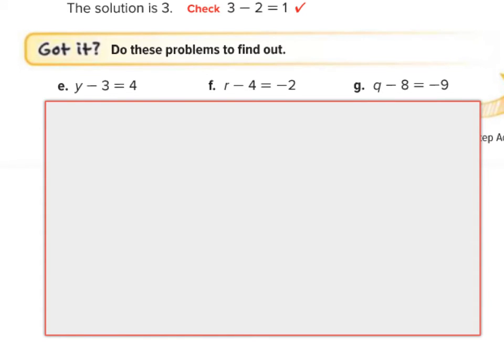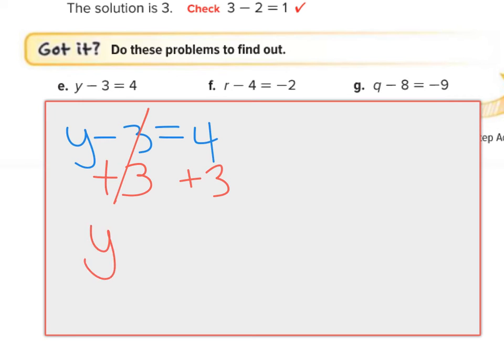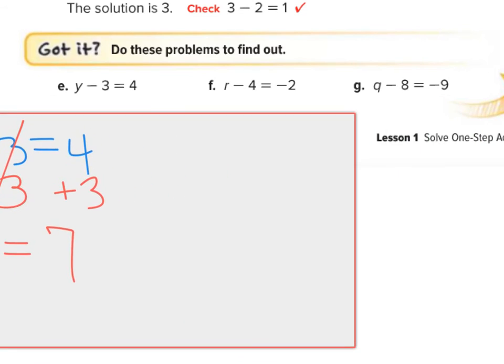The first question is y minus 3 equals 4. I'm going to use the addition property of equality to get rid of the 3. What you do to one side, you must do to the other side. That's gone, so I'm just left with y. y equals 7. Okay, let's try F now.